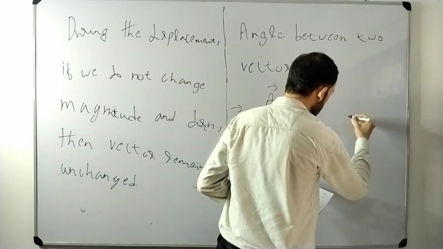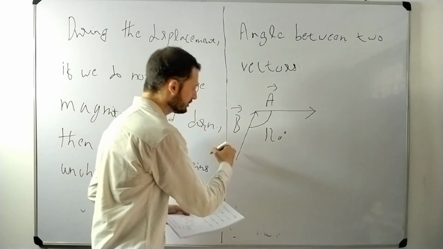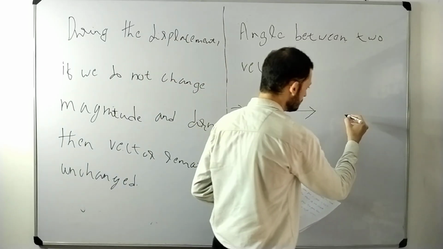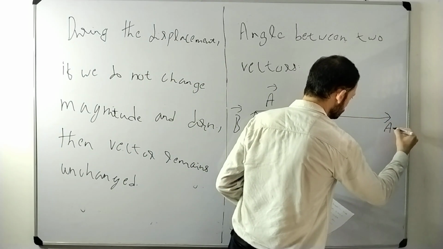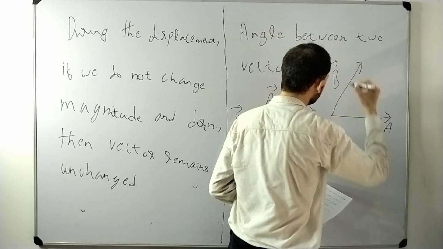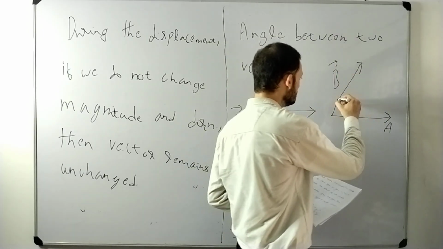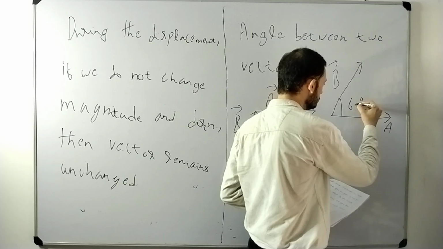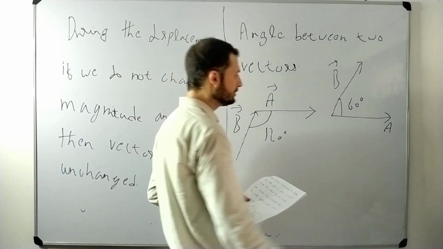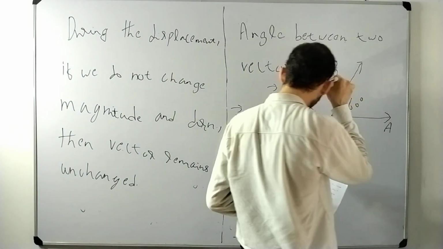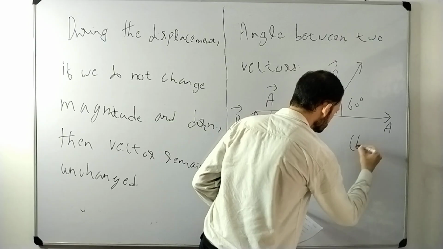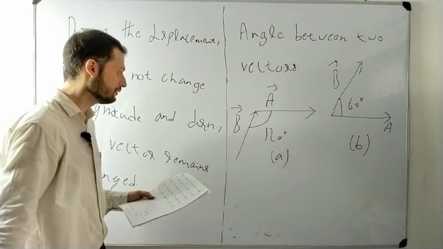Let me show you how. This direction remains the same and I am parallelly transporting it to here. So A remains here and B goes here, with the same magnitude. So the angle becomes 60 degrees between them. Students, the angle between the two vectors is 60 degrees, not 120 degrees. This is A, this is B.